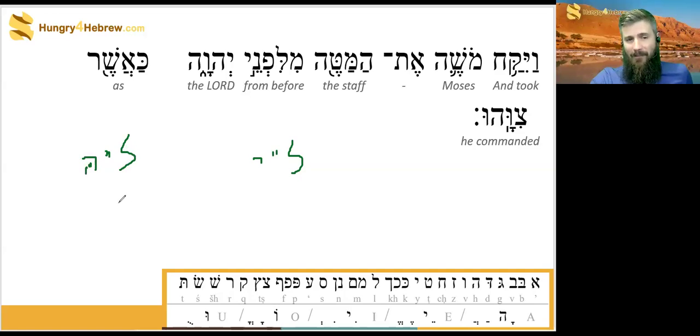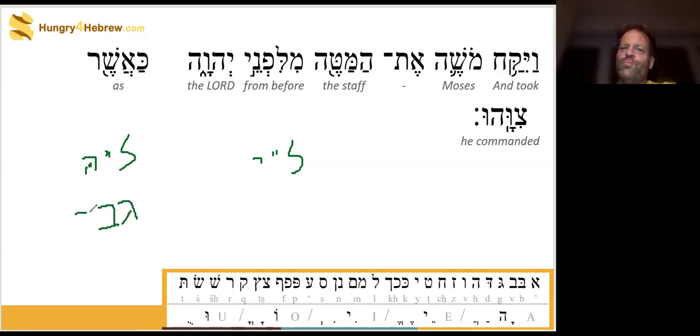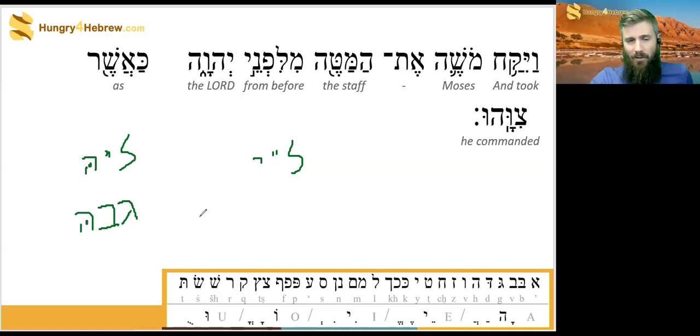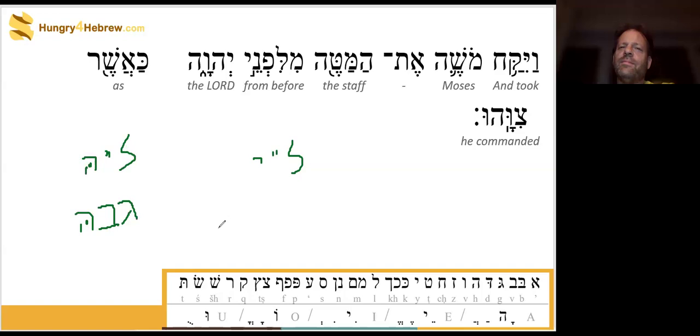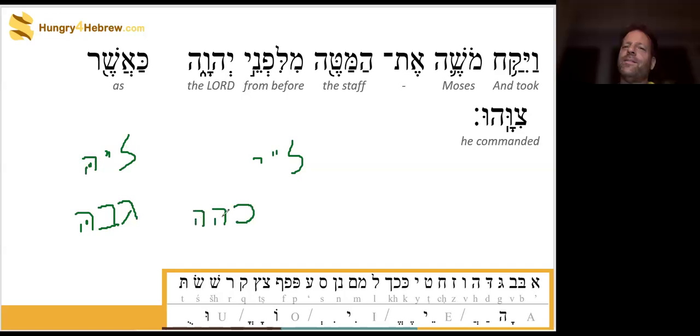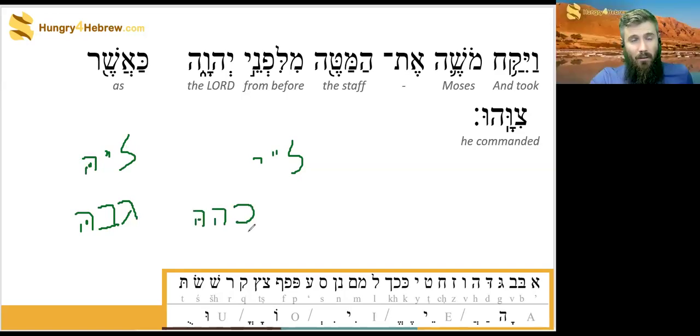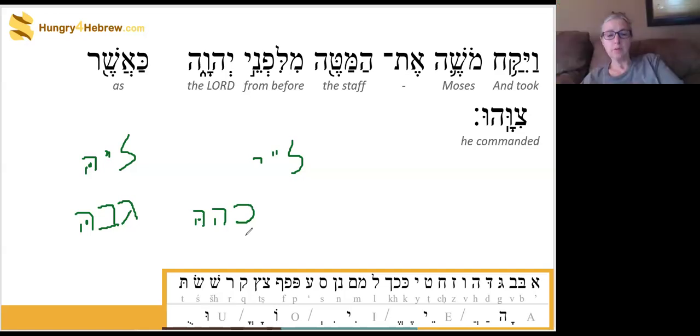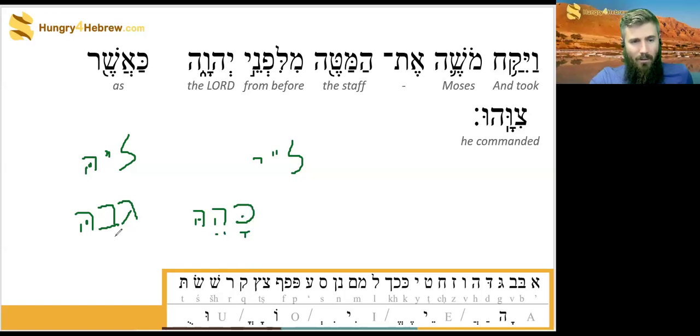Mapik. Like gavah, or what is it? Kahah. Kahah is kahay. I can't remember if it's light or dark. It's dark, isn't it? It's dark. Okay, thank you. Kahay is dark. Gavah is to be tall. There's also another one, tahah, but I can't remember what its meaning was.